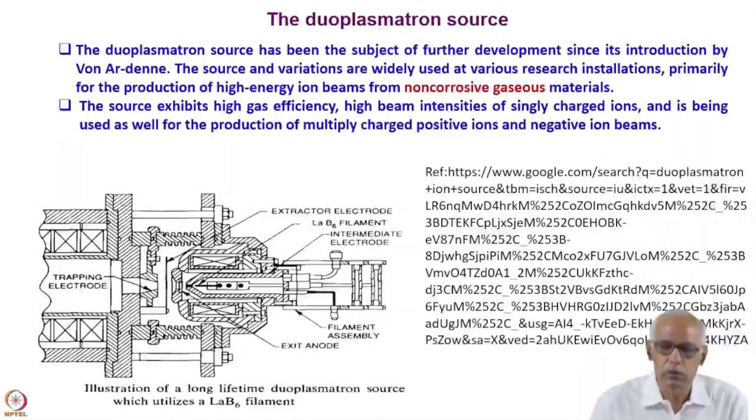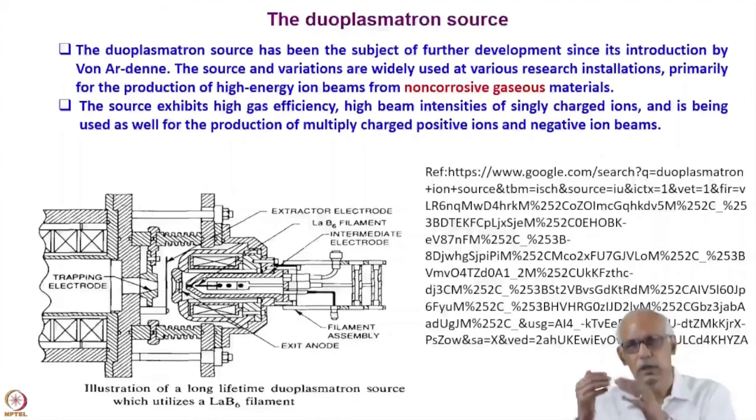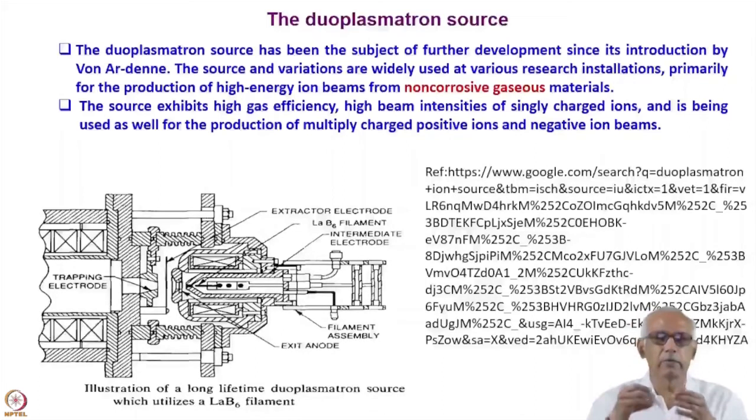There is another source which is very popular, and it is used not only at low energies but also at high energy accelerators, and that is the duoplasmatron. See, most of the gases, positive ions or even negative ions, are made by making a plasma and then you extract from this. And plasma is always neutral. That means it will contain not only positive ions and electrons, but also some negative ions. So you can extract negative ions from that.